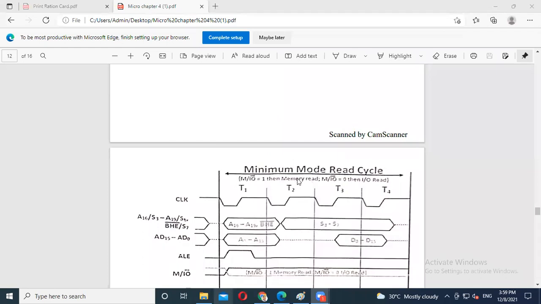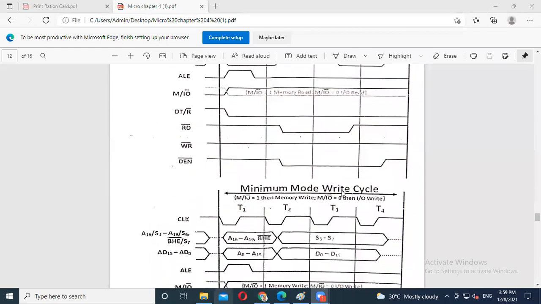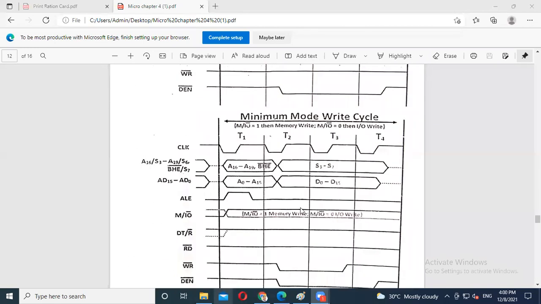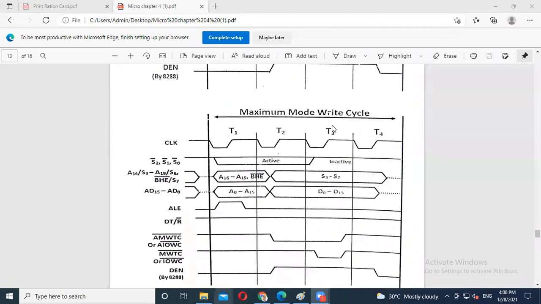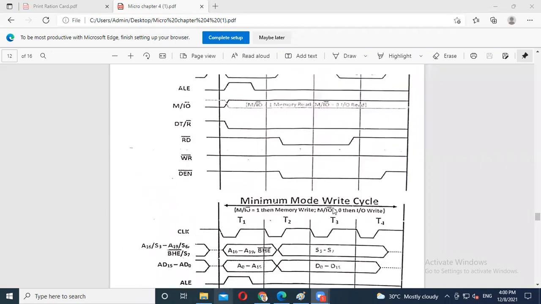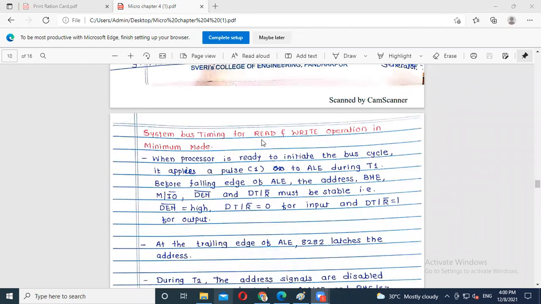So this is the minimum mode read cycle signal and this is the minimum mode write cycle signal. This is for read and this is for write. And one more, the maximum mode read cycle and maximum mode write cycle. So read cycle, write cycle for minimum, and in the same way read cycle and write cycle for the maximum. So this is for bus timing of read and write operation.